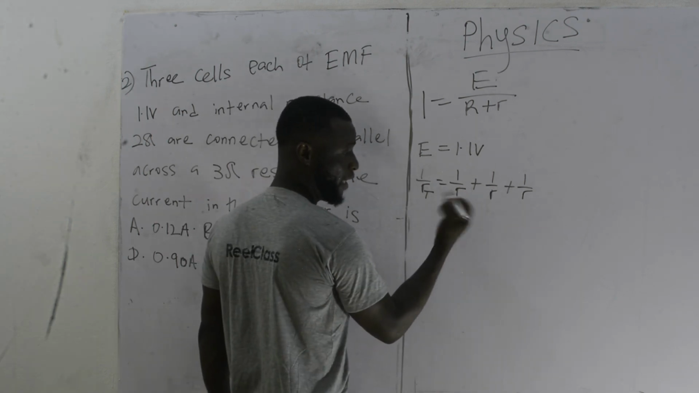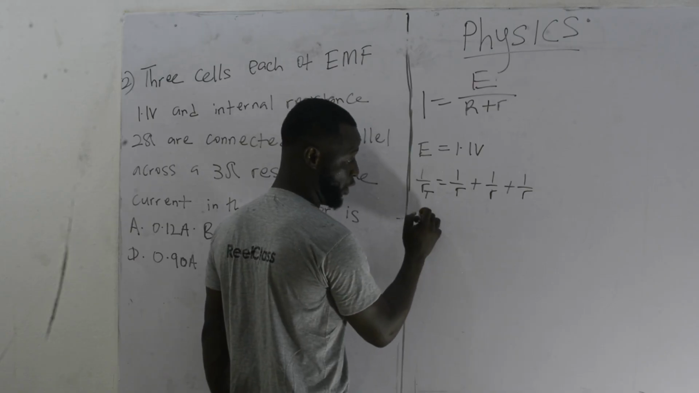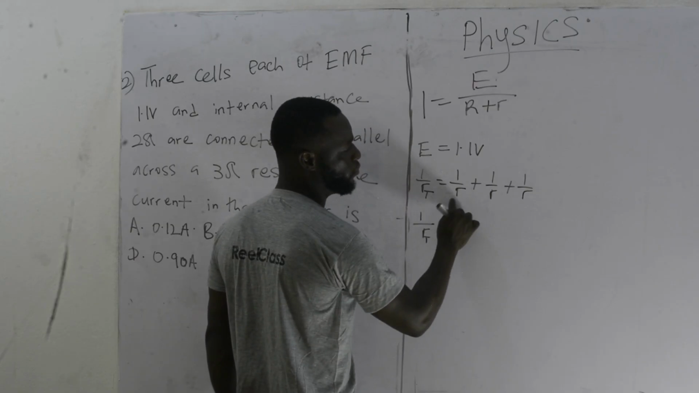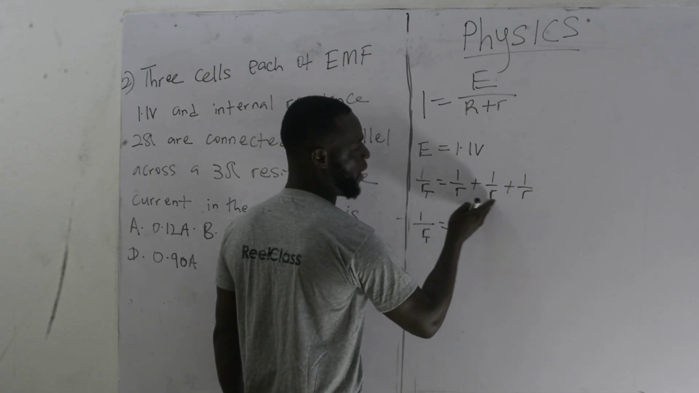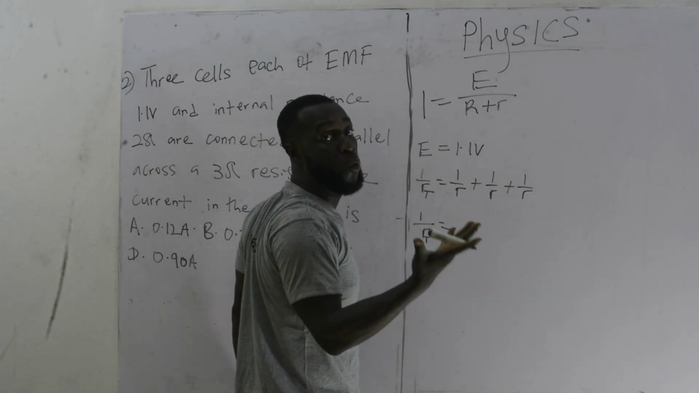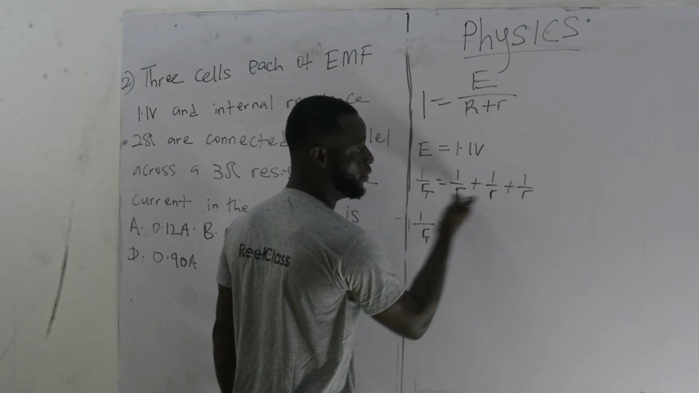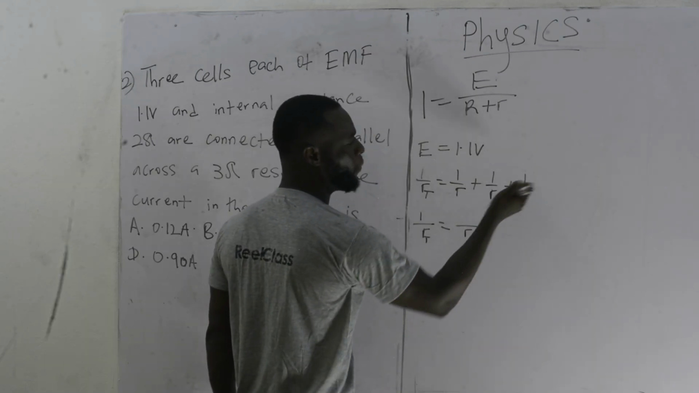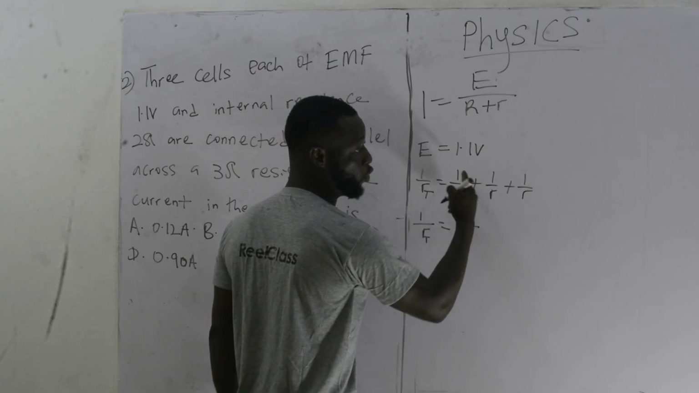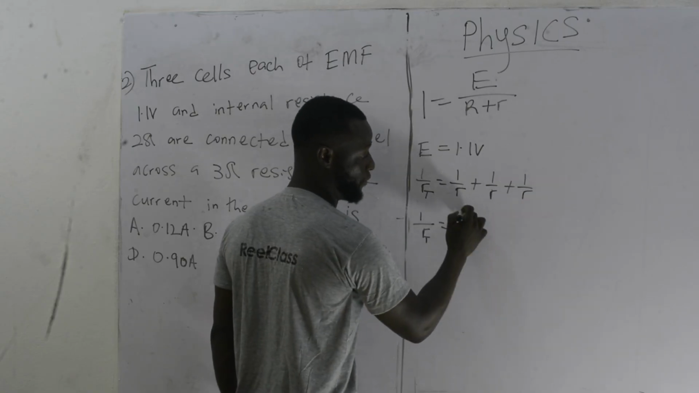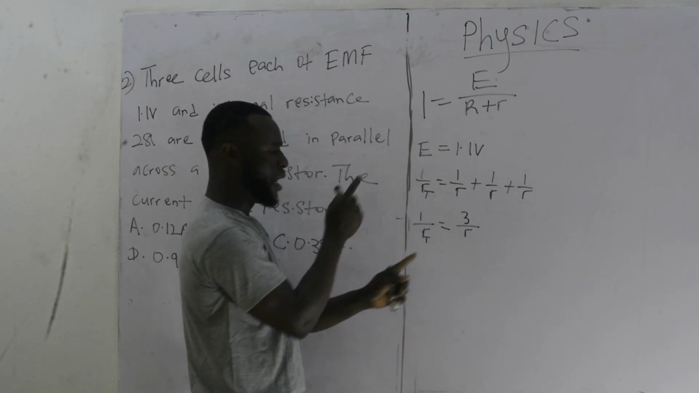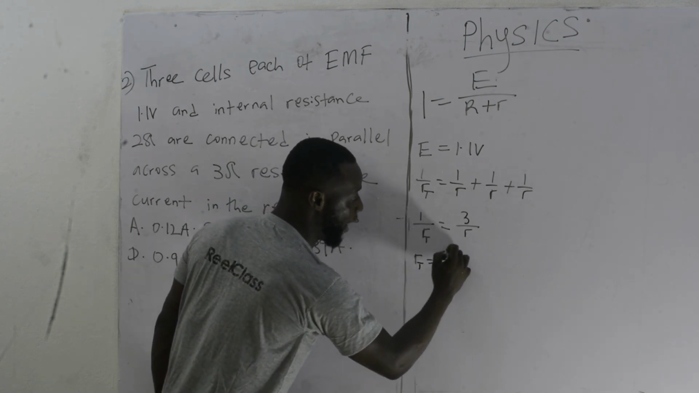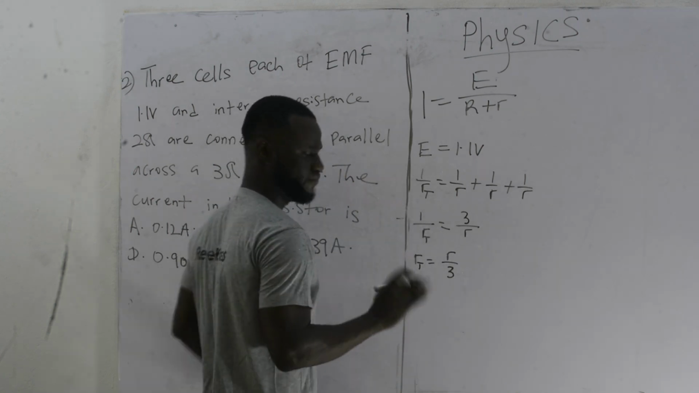Now, if you watch what I'm going to do from here, r total will be equal to, all these r are the same, I can just pick one. In fractions, if the denominators are the same, I'll pick one. So I'll just get r. Add up all the numbers in front, which is 1 plus 1 plus 1. That will give me 3. If I turn this around because I'm looking for r total, then r total will be equal to r divided by 3.